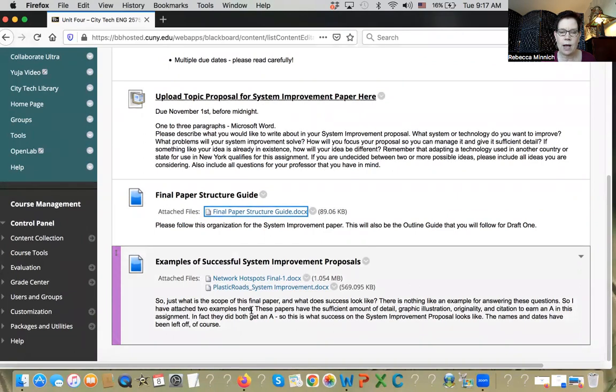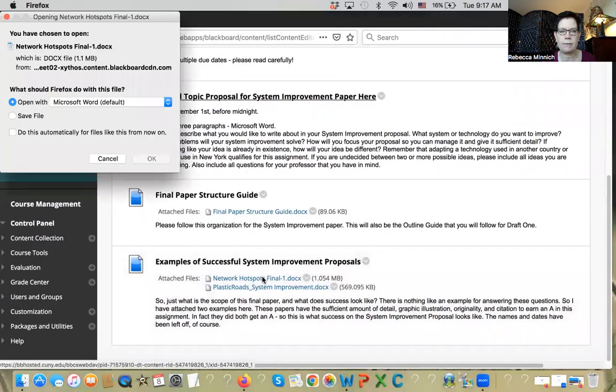So this is what I have offered to you: 2 examples of system improvement proposals from the past that students have turned in to me and have received A's. Okay, so that means that you cannot copy their work. You cannot copy their proposal. That's the only downside to this. But hopefully you're going to see the upside when we open them up.